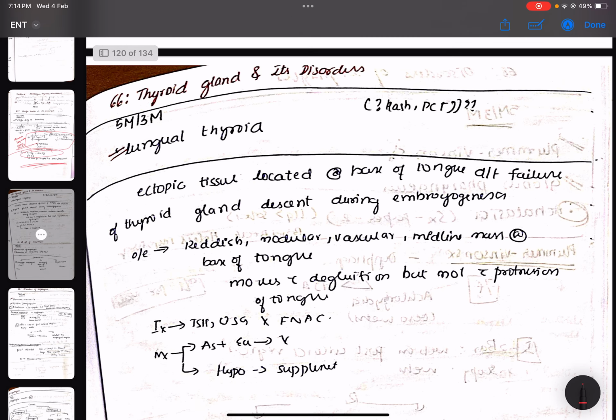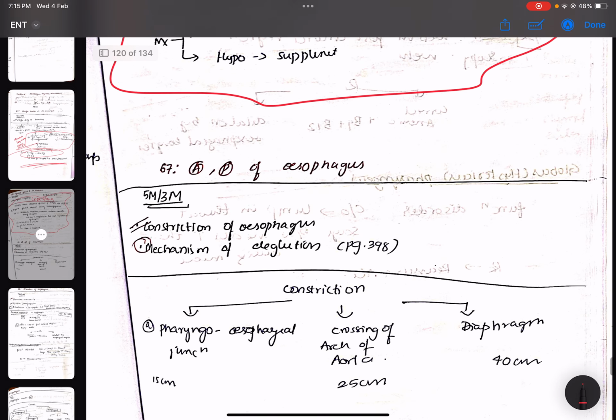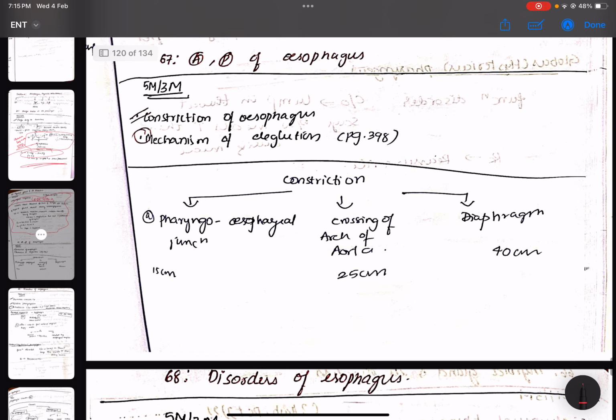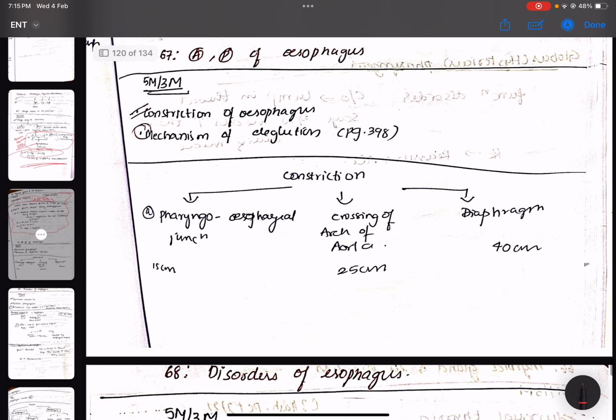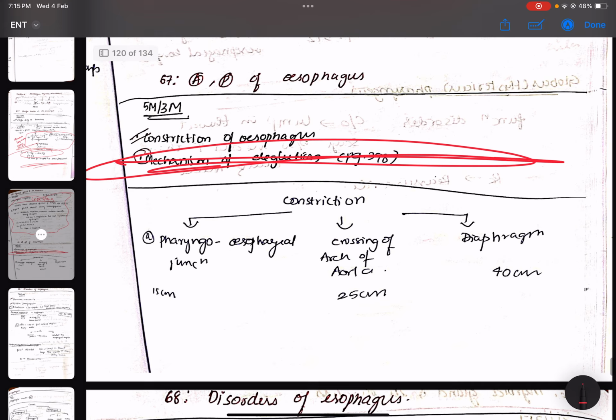Again, thyroid is an important question in your 10 markers of surgery, but here it's not asked. But if you want, you can study it. This is the only RS2 or RS3 question which is asked, so make sure you study it. Again, constriction of esophagus, I'll come to it. Mechanism of deglutition is a physiology question. If you want, you can study. These are all RS2 type of questions. I don't know why they are still asking it.